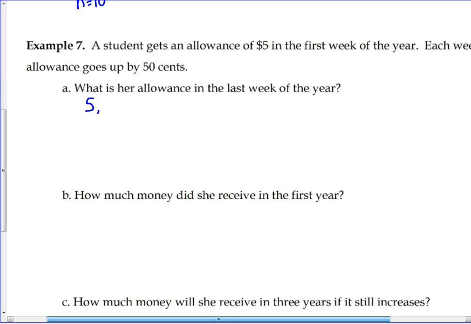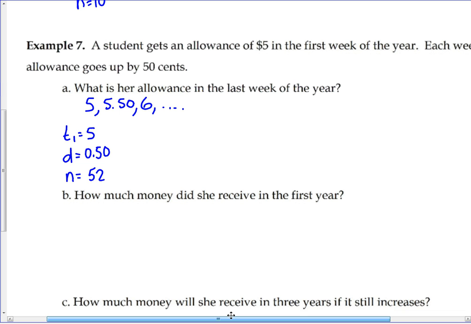5. What's the second term? 5.50. 6. Okay. That wasn't so hard, was it? So now looking at it, we know our first term. We know the common difference is 0.5. And this first question says, what is her allowance in the last week of the year? n is 52. So there's 52 weeks in the year.